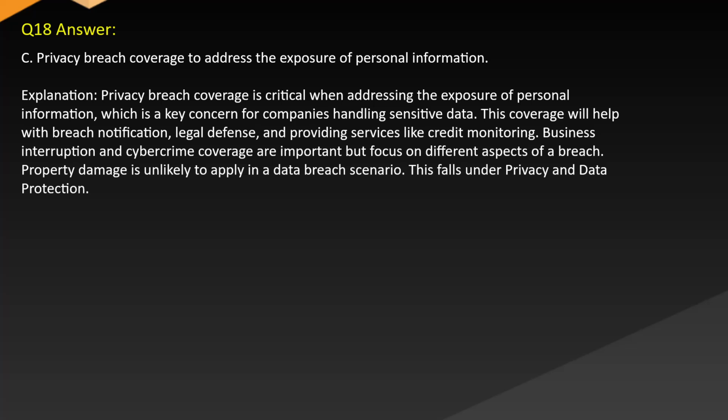Answer: C. Privacy breach coverage to address the exposure of personal information. Explanation: privacy breach coverage is critical when addressing the exposure of personal information, which is a key concern for companies handling sensitive data. This coverage will help with breach notification, legal defense, and providing services like credit monitoring. Business interruption and cybercrime coverage are important but focus on different aspects of a breach. Property damage is unlikely to apply in a data breach scenario. This falls under privacy and data protection.